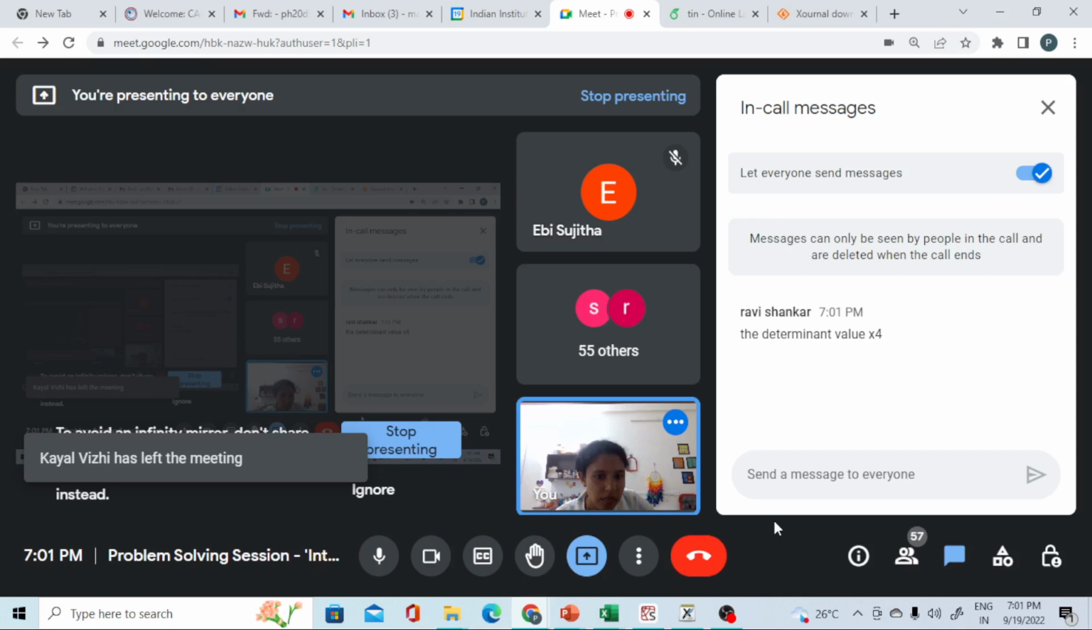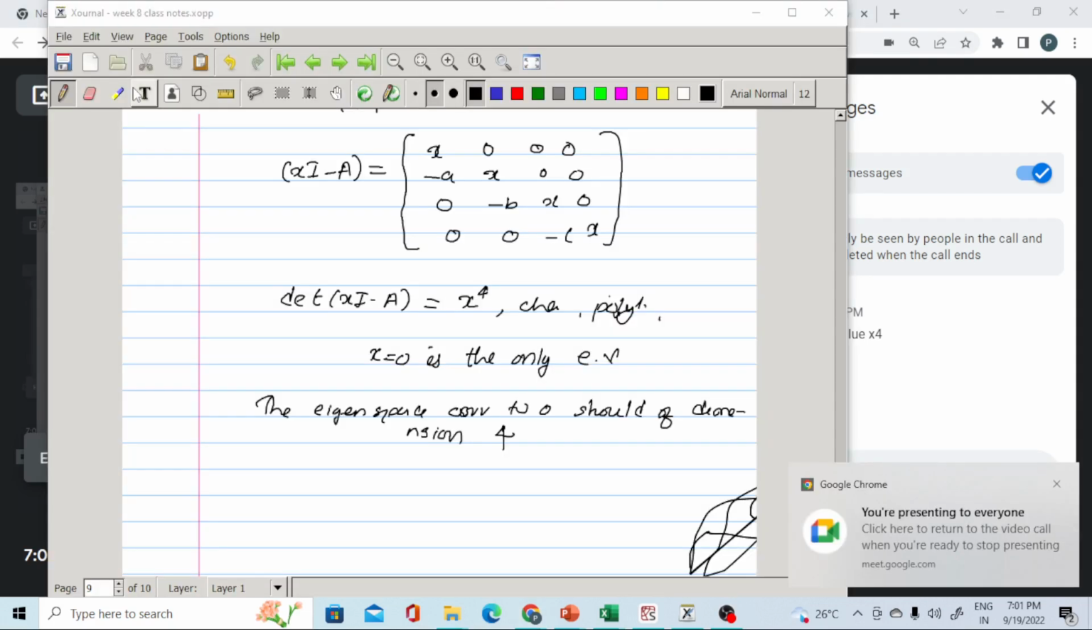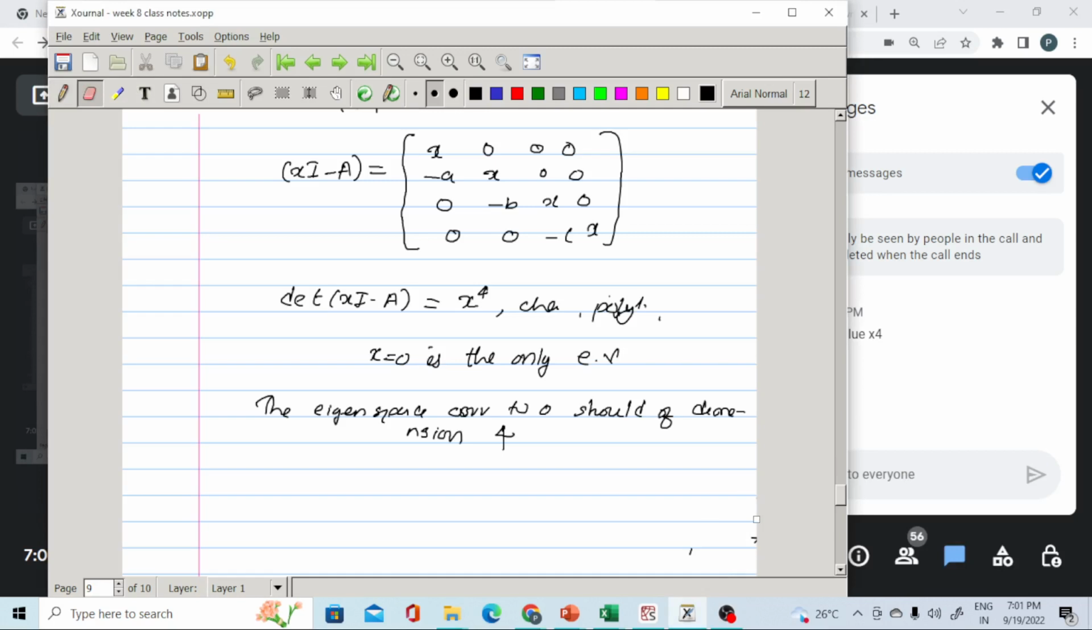Yeah, someone was asking a doubt. Ma'am, this determinant value of the diagonal matrix, how did you get this x power 4? Okay, this determinant. Yeah, how will we find the determinant?